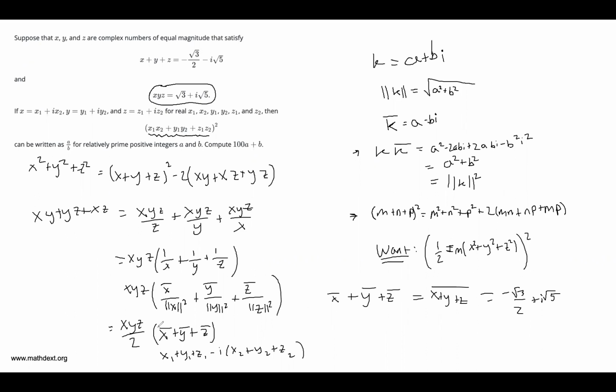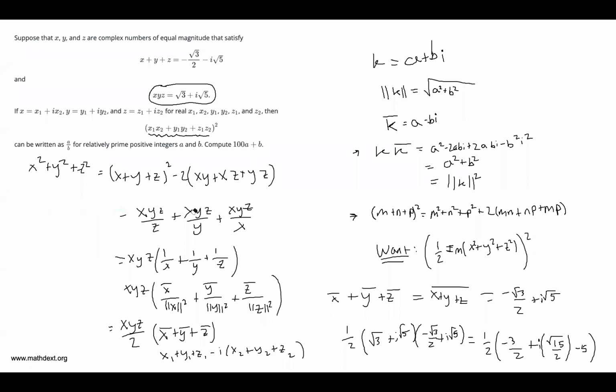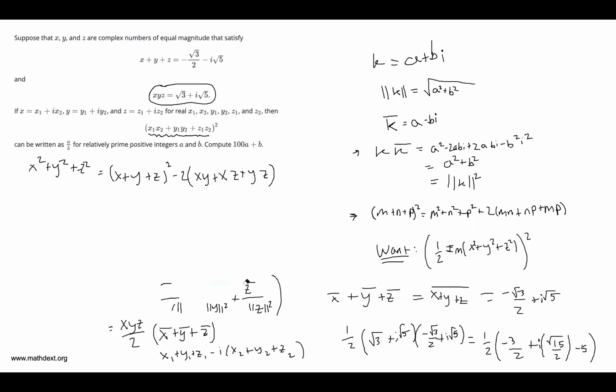So xyz over 2 times this is going to be 1/2 times root 3 plus i root 5 times negative root 3 over 2 plus i root 5. You can evaluate this and you get 1/2 of negative 3 over 2 plus i times, what is it, root 15 over 2, and then minus 5. All right, so that's xy plus yz plus xz. And we can plug that back into our formula.